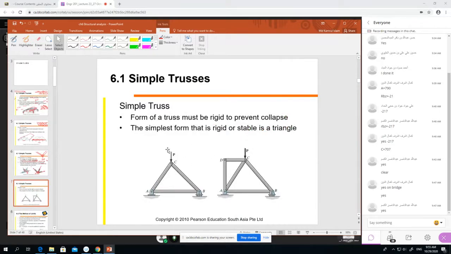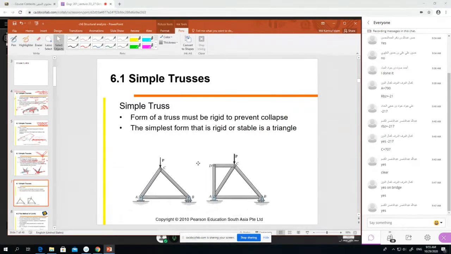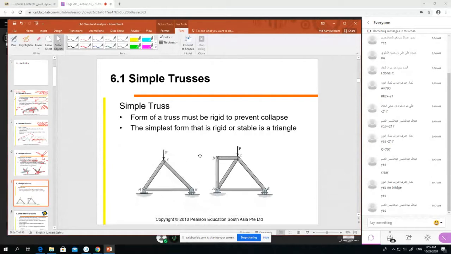This is the simplest truss, right? Trusses could be very complex, but this one is the simple truss. It's only 3 members: 1 member, 2 member, and 3 member. Here is a 4 member. Okay, 4. 1, 2, 3, 4, 5 members, right? A simple truss form must be rigid to prevent the collapse. The simplest form that is rigid, or stable, is a triangle. Usually it is the angle.